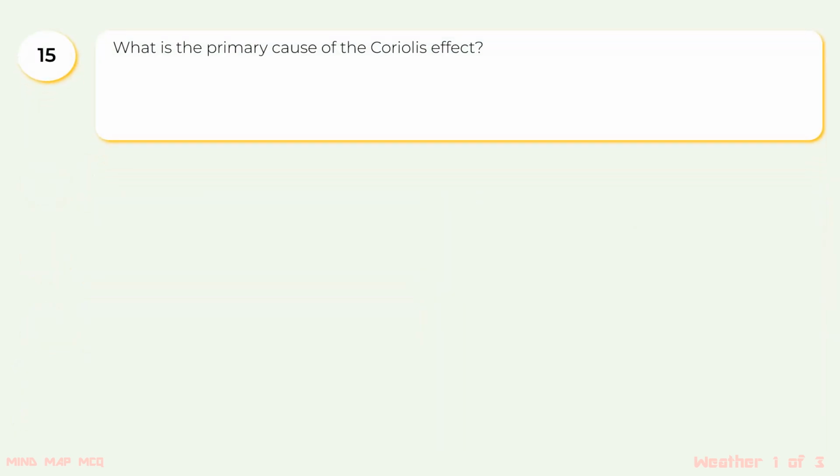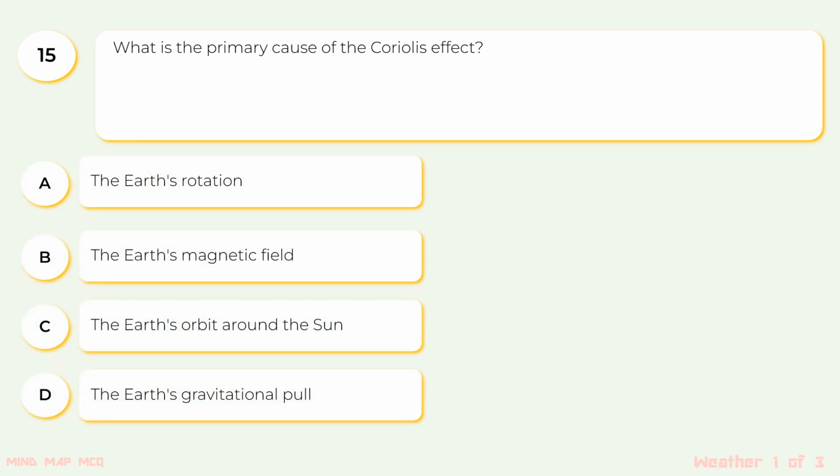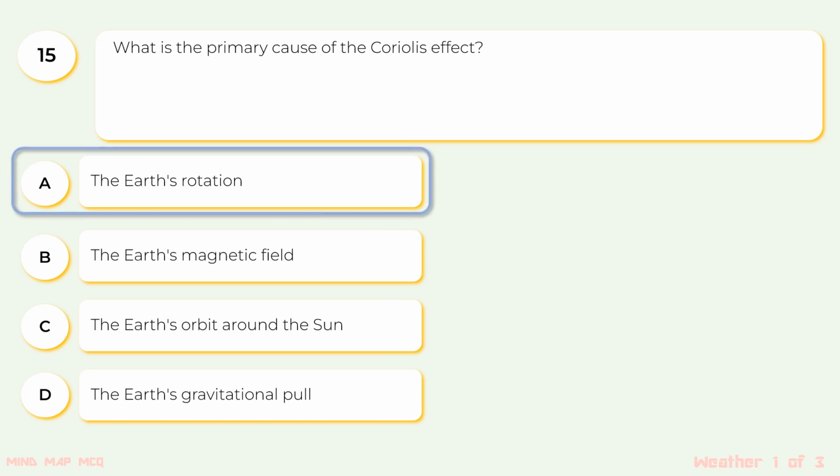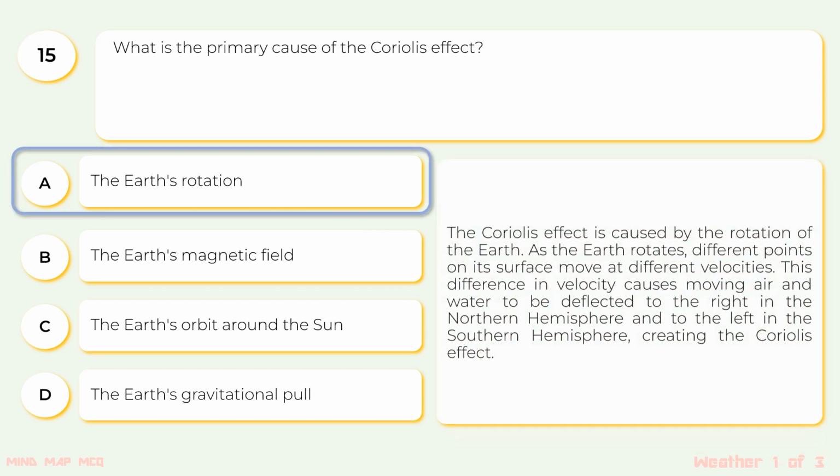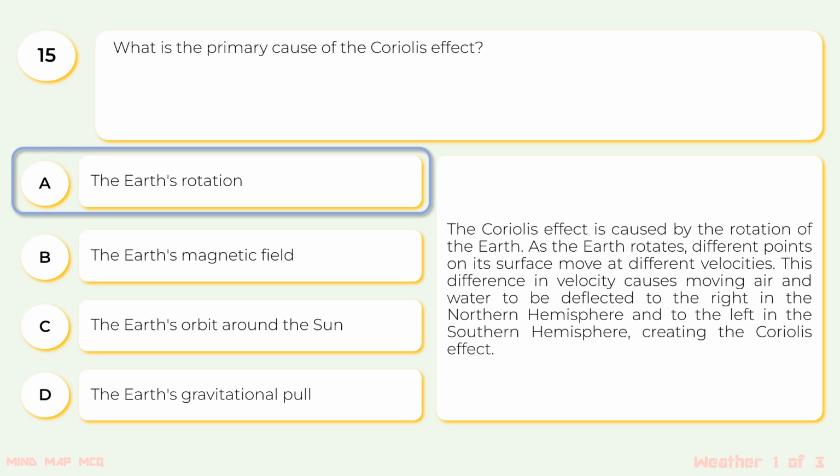15. What is the primary cause of the Coriolis effect? The options are A. The Earth's rotation, B. The Earth's magnetic field, C. The Earth's orbit around the Sun, D. The Earth's gravitational pull. The correct option is A. The Earth's rotation. The Coriolis effect is caused by the rotation of the Earth.